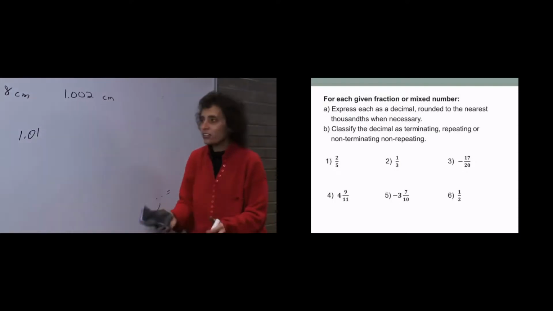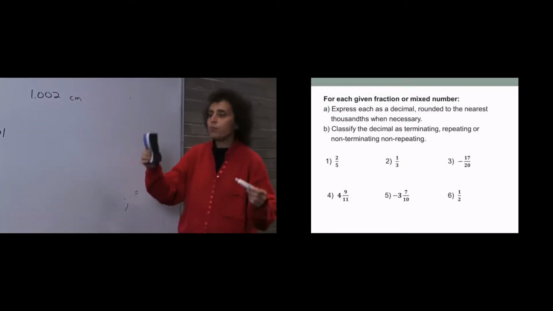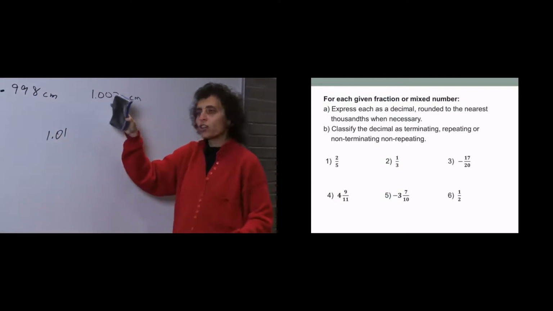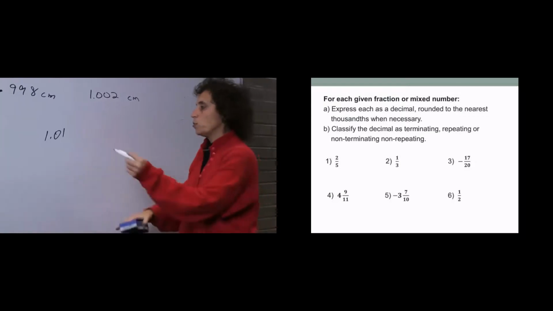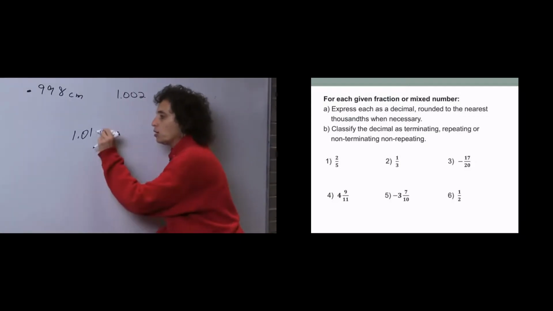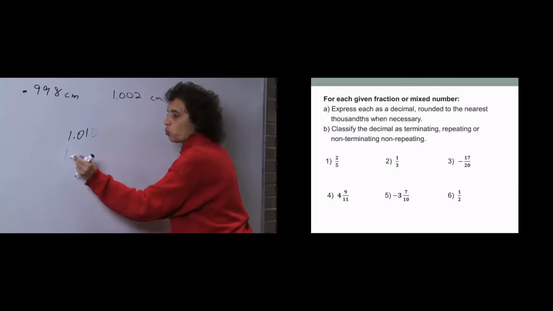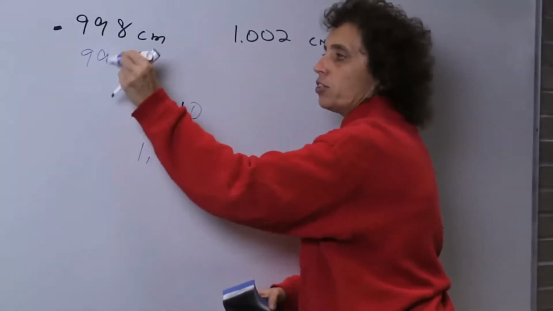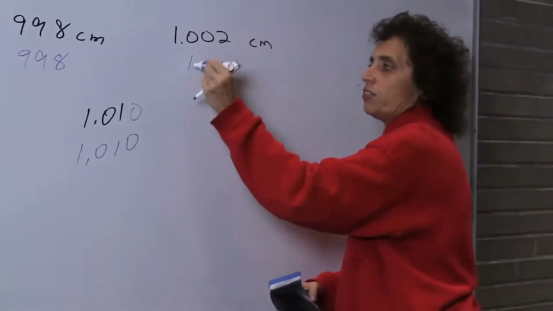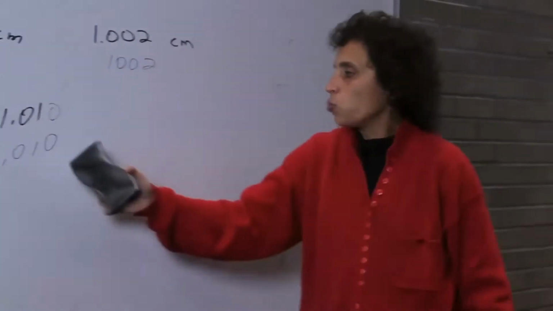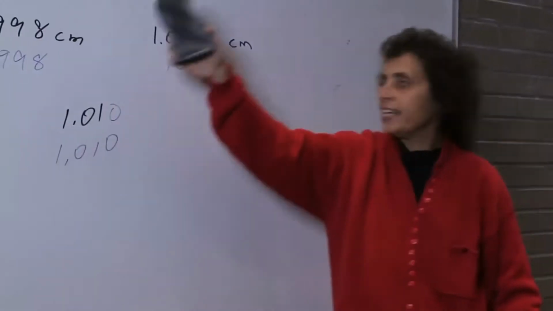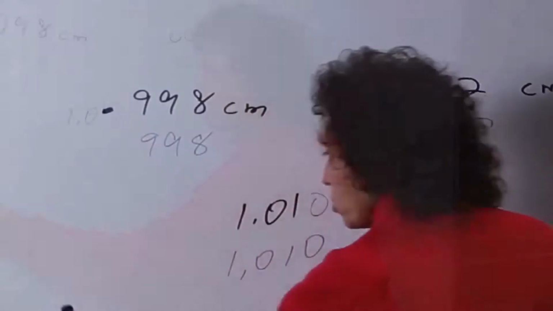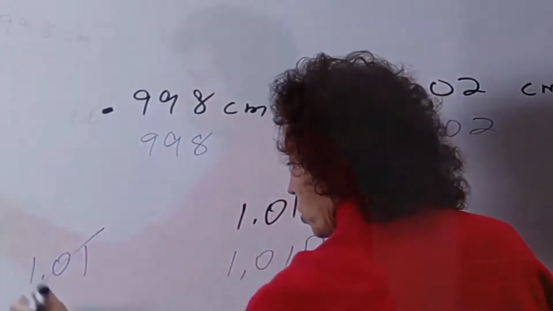Again, we're comparing these decimals, so we're going to get them to have the same number of decimal places. This has 3 decimals, this has 3 decimals, but this has 2 decimal places. So I'm going to add a 0, and I'm going to think of this as 1,010. I'm going to think of this as 998. I'm going to think of this as 1,002. Is 1,010 between 998 and 1,002? Nope. So the first one is no good. 1.01, no good.